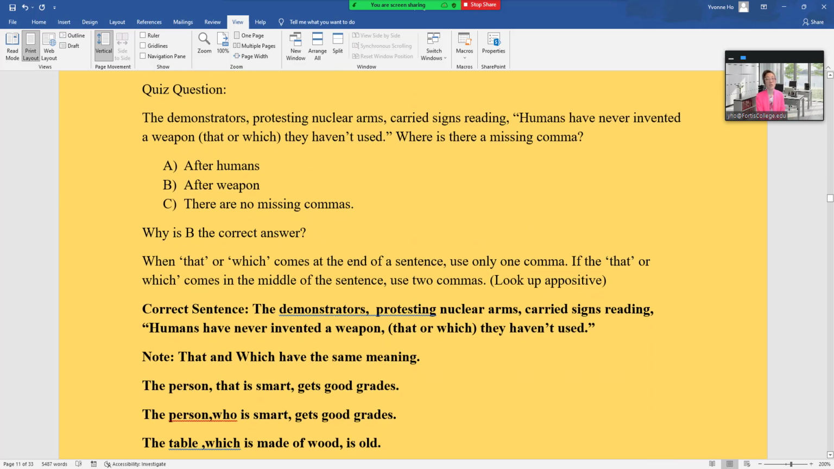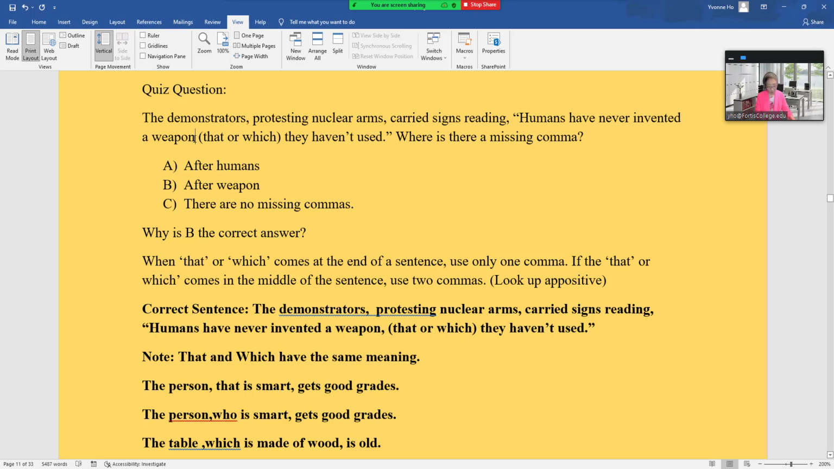The demonstrators protesting nuclear arms carried signs reading, "Humans have never invented a weapon that or which they haven't used." Where is the missing comma? And so here, the demonstrators, you have the two commas, because here you have the demonstrators, which are, or who are, protesting nuclear arms, carried signs reading. And so the answer is humans have never invented a weapon, and then comma.